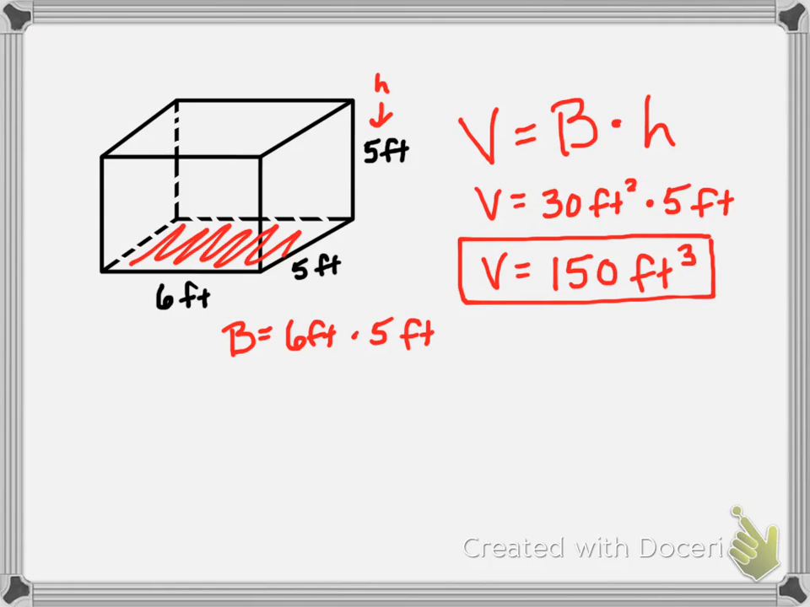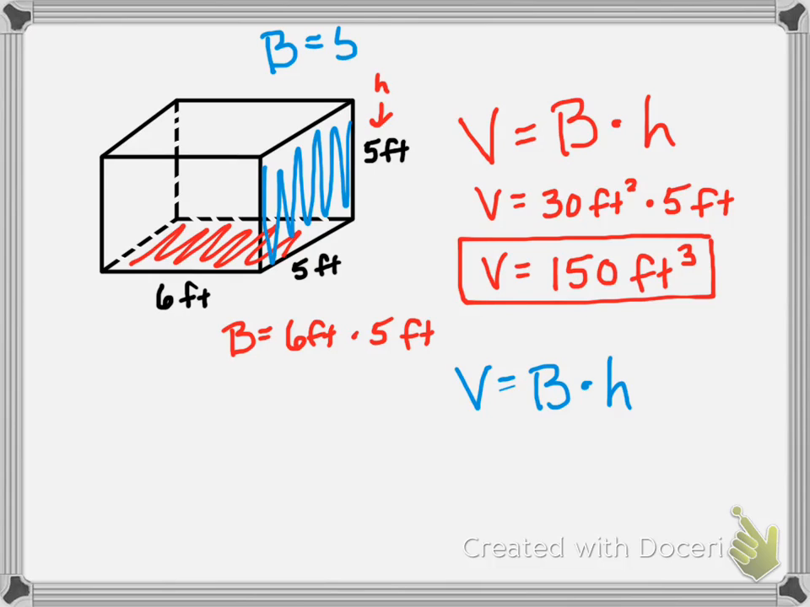Now, since, like I said, I could have picked a different side to be the base, I'm going to do that and let's see what happens. So this time, I'm still going to use the same formula, but I'm going to pick this side to be my base. So the blue, I'm in the blue now. This is a 5 by 5 rectangle, or a square. So the area of the base is 5 feet times 5 feet, which gives me 25 feet squared.